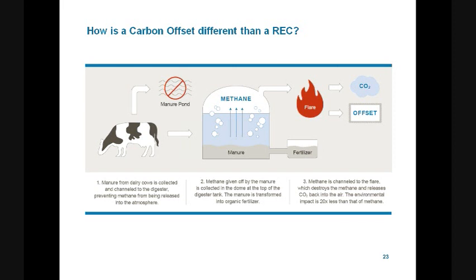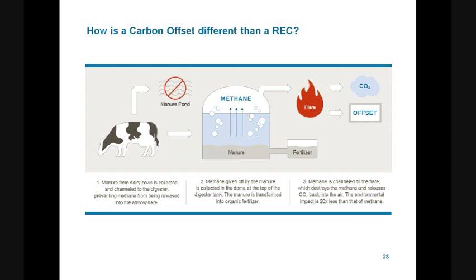We're going to use ag methane as an example. So there's a dairy farm. Dairy farms have lots of cows that produce lots of manure. Now the business as usual case is that the manure gets sent into a manure pond or pool. And that manure pond releases a lot of methane. And as you all probably know, methane is a really potent greenhouse gas.